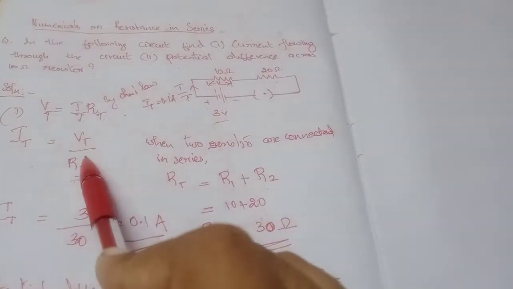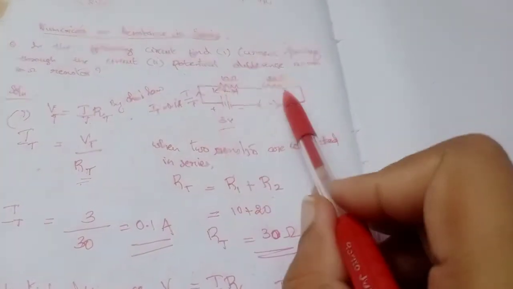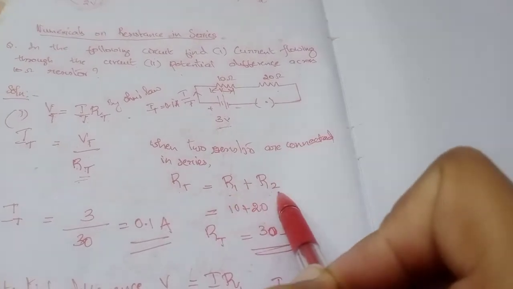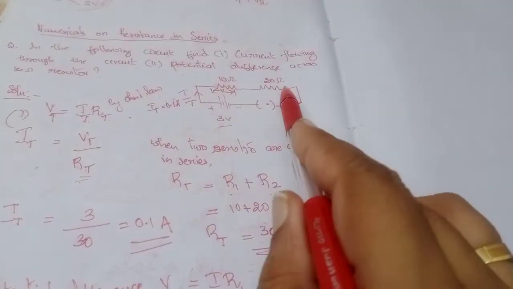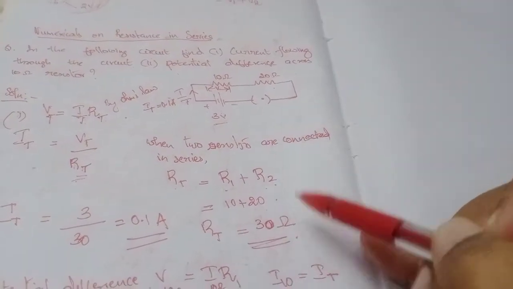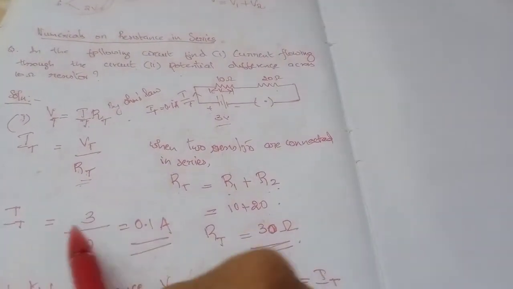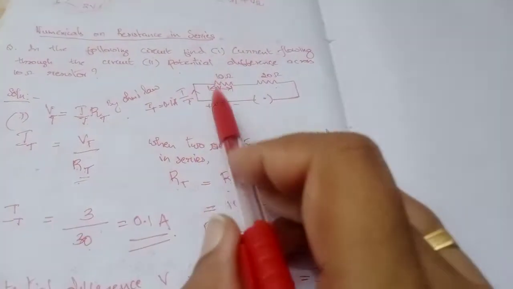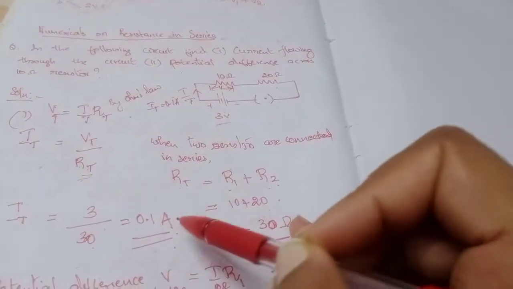But RT means the total resistance. We know two resistors are connected in series and total resistance will be equal to R1 plus R2. Here the resistances are 10 ohm and 20 ohm. We add them and get the value as 30 ohm. Now substituting in this equation, IT is equal to VT, which is 3, divided by RT, which is 30. We'll get the value for total current I as 0.1 amps.